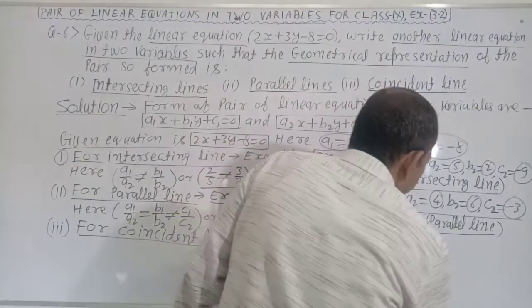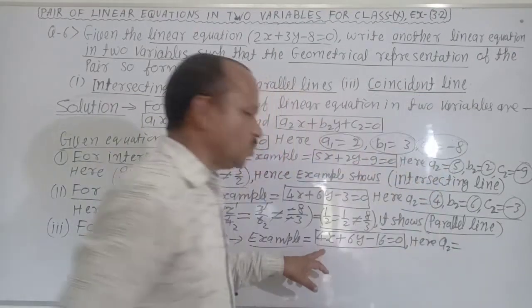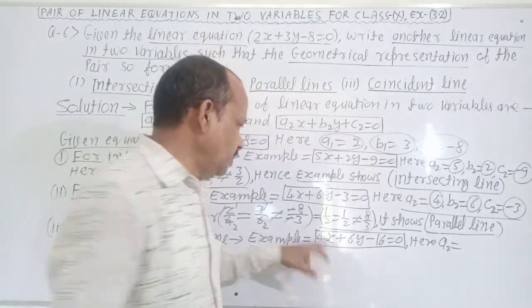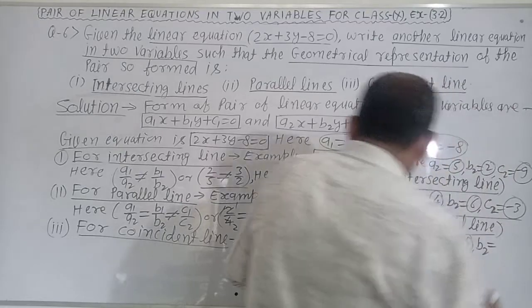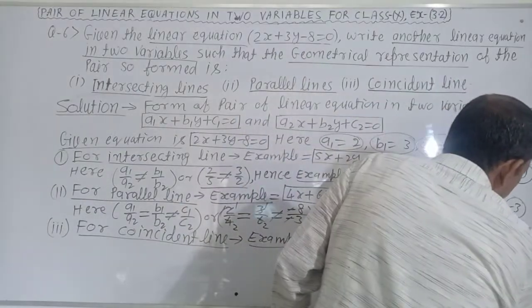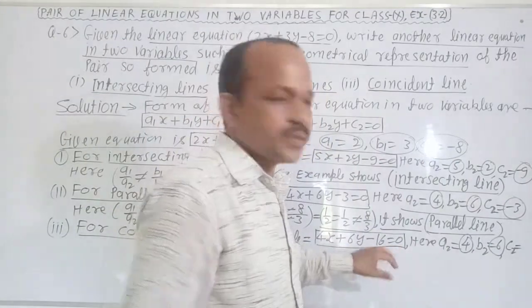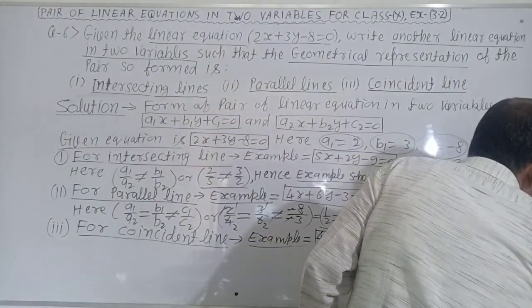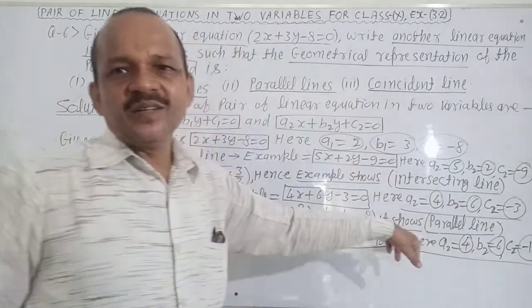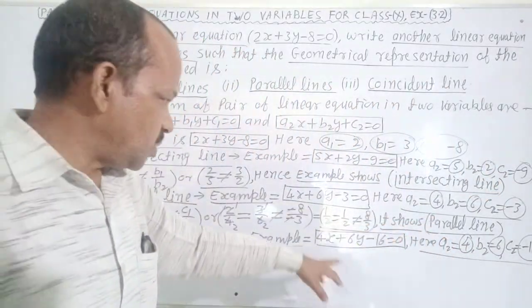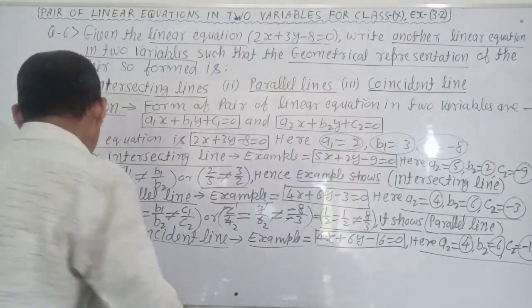Here A2, B2, C2. A2 equal to 4, B2 equal to 6, C2 equal to minus 16. It is clear? No confusion about it? Very good. A2, B2, C2. Clear?